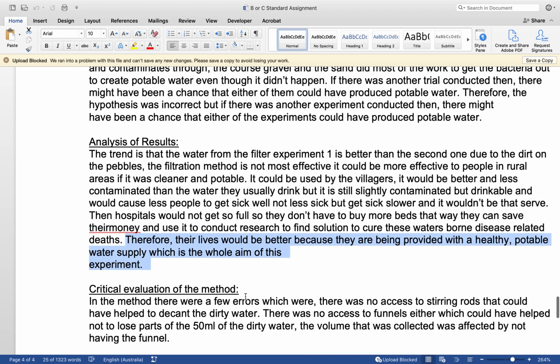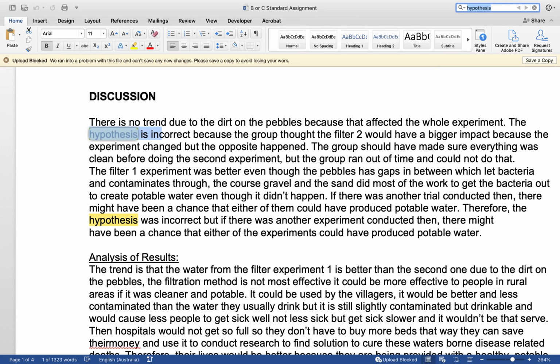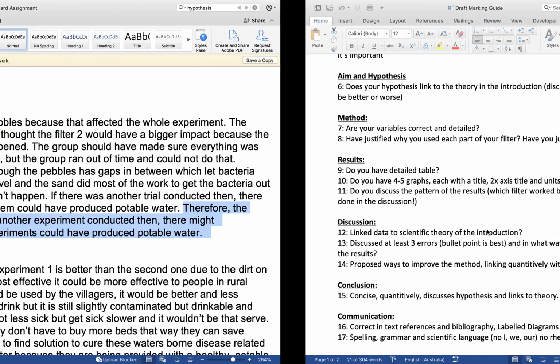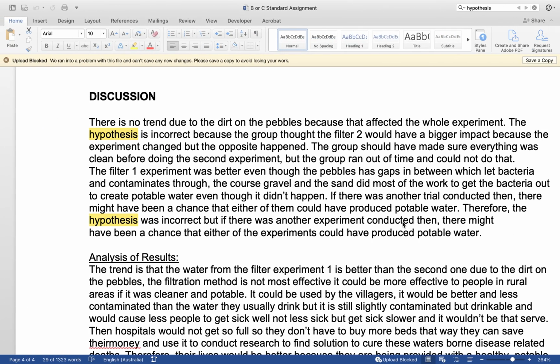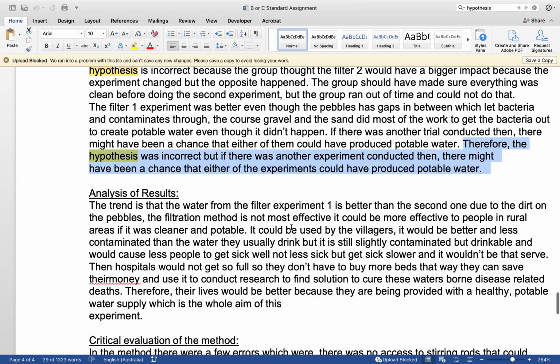I'm just trying to look for where they've talked about their hypothesis. I'm going to search hypothesis. There they go. The hypothesis was incorrect. Therefore, the hypothesis was incorrect. They've talked about the hypothesis, which is good. Look, that's what I'm looking for. That they link their data to research in the introduction. Perhaps, you know, the reason why they made their hypothesis. But there's no data that they've linked in there.